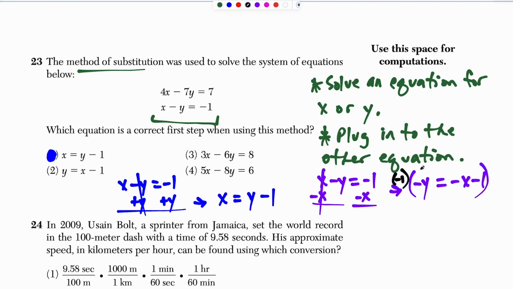In algebra, if you put parentheses around the whole equation, that's one way to say you're going to multiply everything by the same value. So if I multiply minus y by -1, I get plus y equals plus x plus 1. So y equals x plus 1 would be another correct answer, but they wrote y equals x minus 1, so this is out. So definitely choice 1.